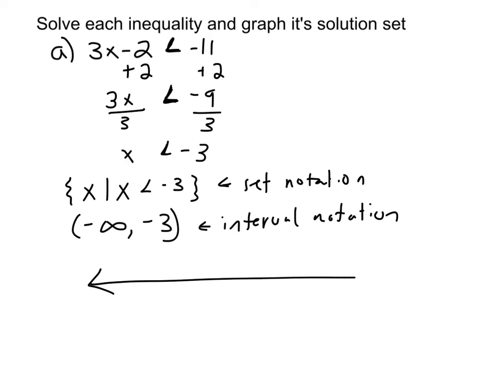If we were to graph this solution, here's 0, 1, 2, 3, here's negative 3, negative 2, negative 1. This is your number line. At negative 3, we have an open circle because we're strictly less than negative 3. And we would just shade in the number line in the less than direction. That's how you would graph this inequality.